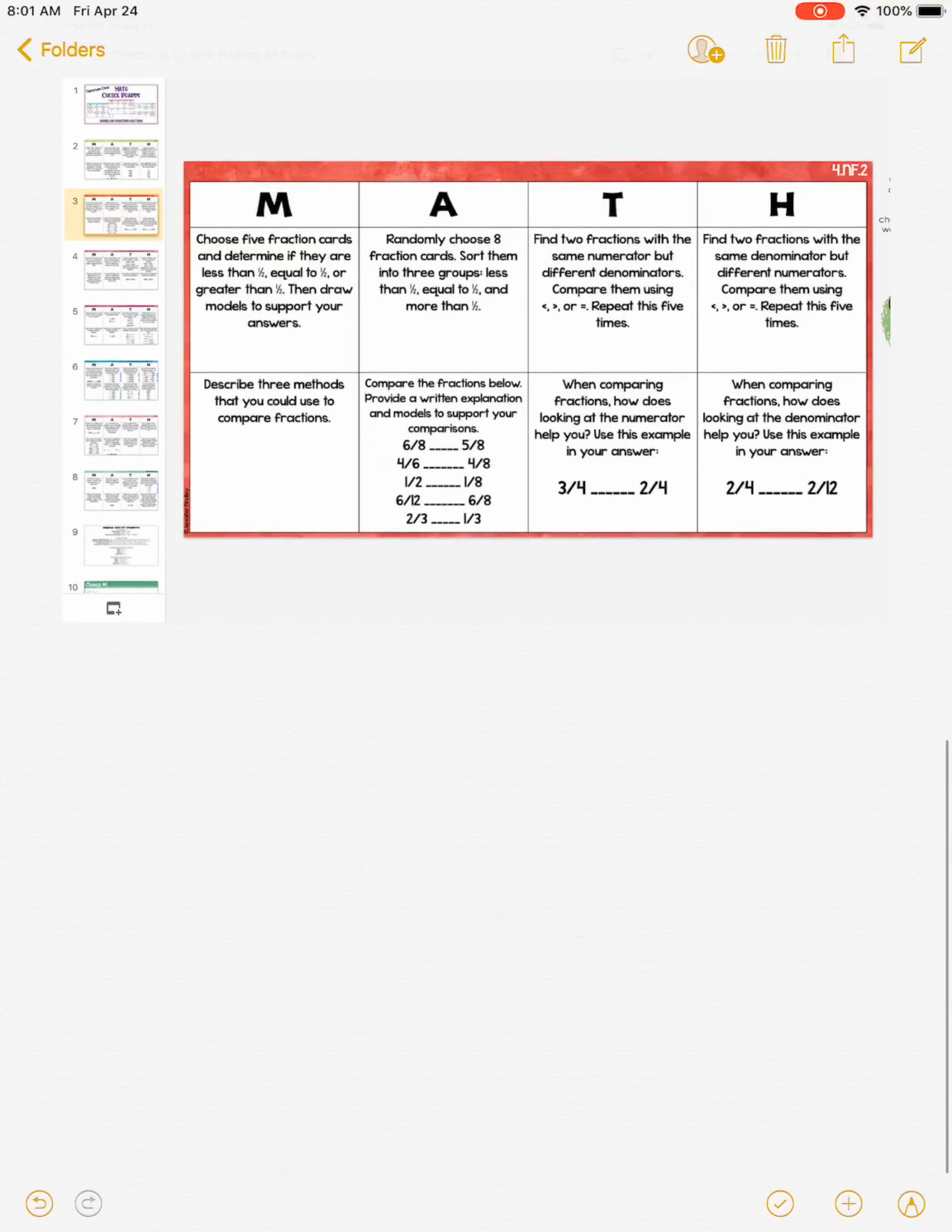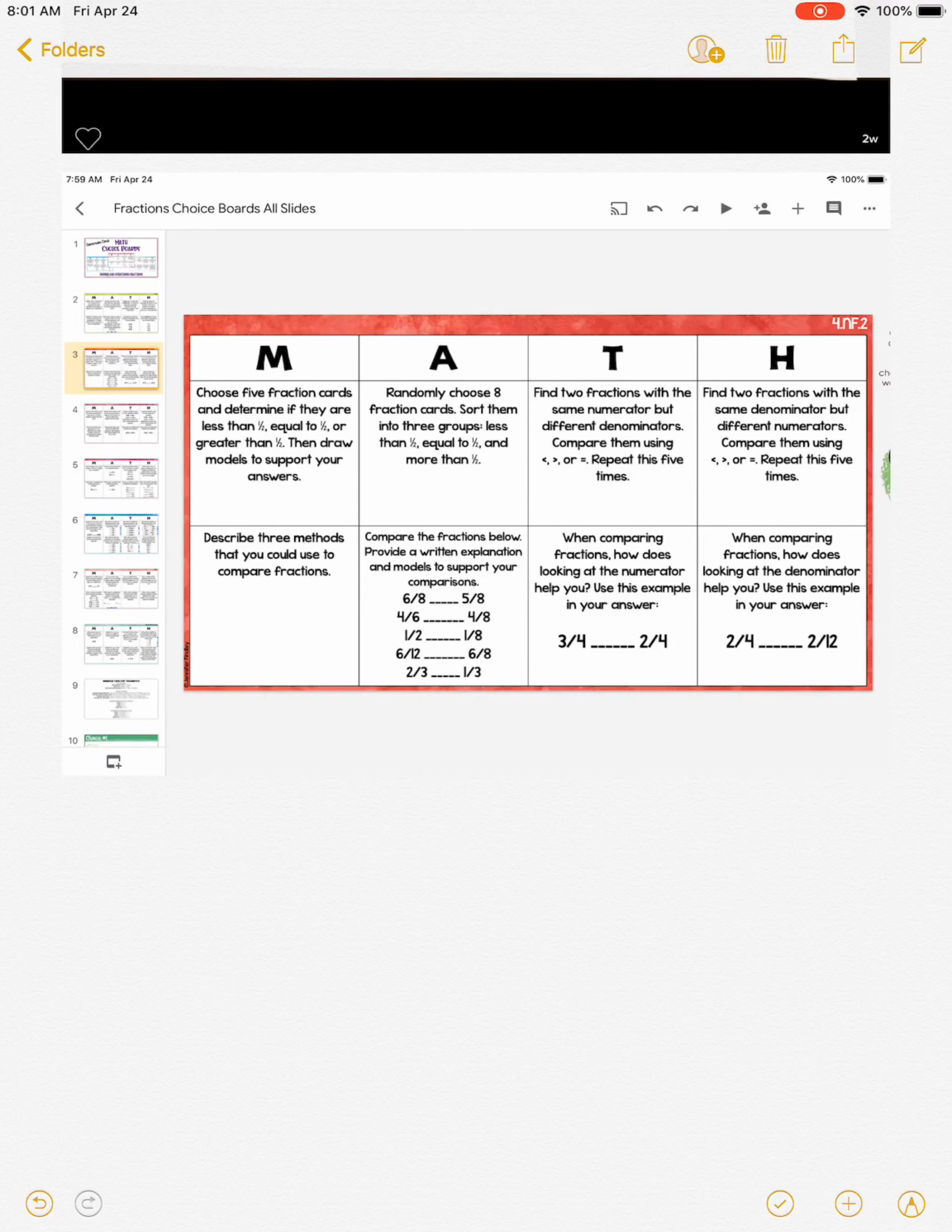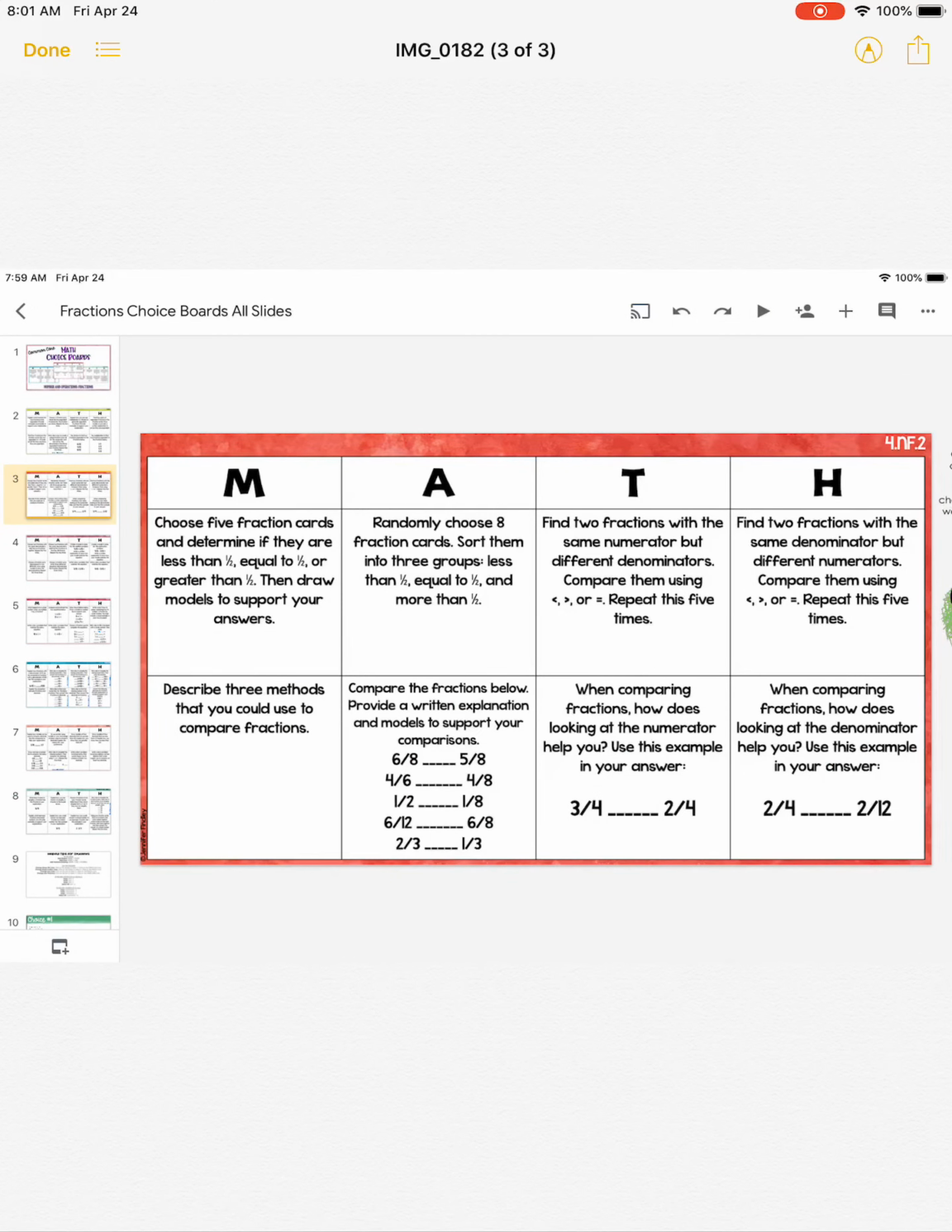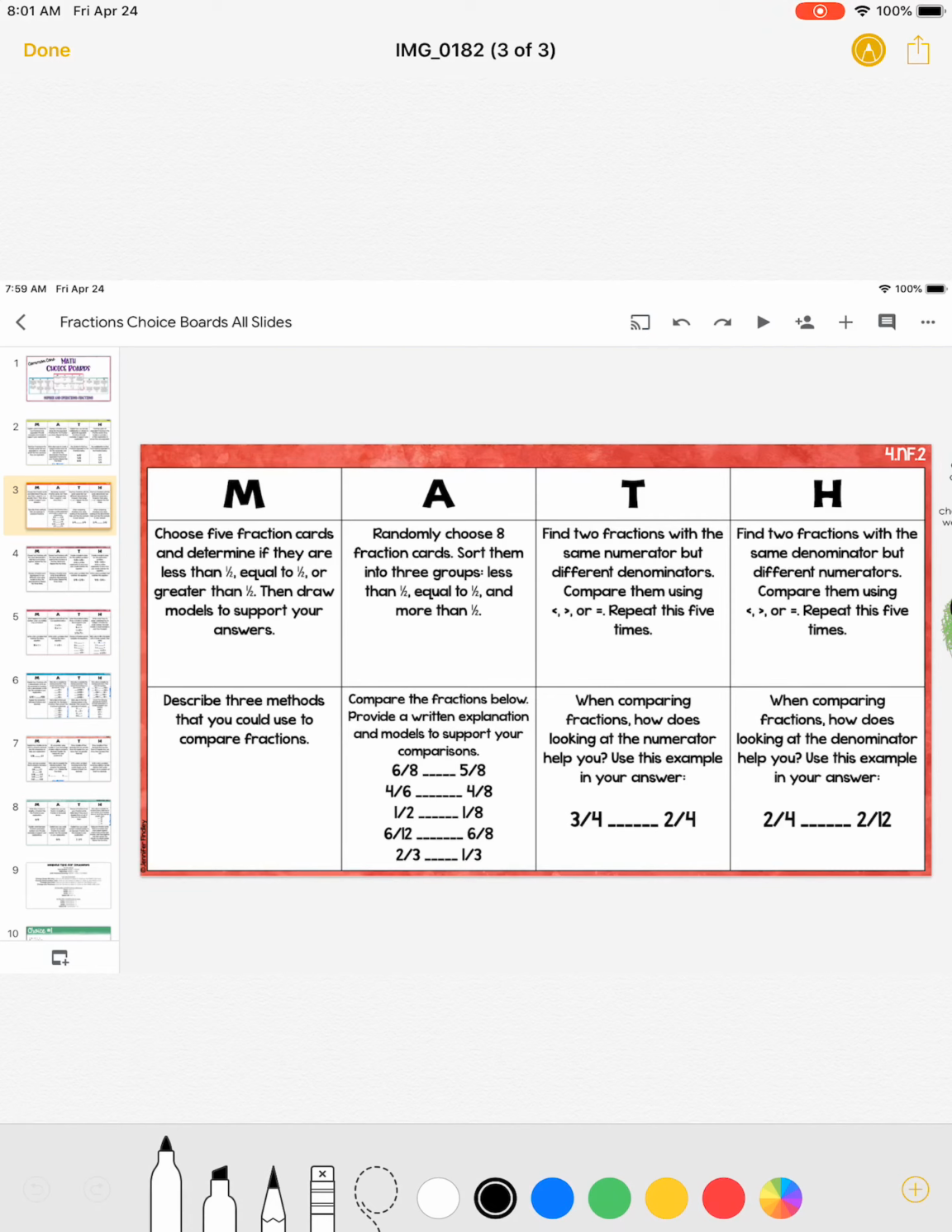So today I'll show you an example from our fraction boards. Right here, I'm going to point something out. It says choose 5 fraction cards. We might not have fraction cards, but you can use the digital fraction bars that I posted in Google Classroom before. So let's find one to demonstrate. I'm going to look at this one. When comparing fractions, how does looking at the denominator help you? Use this example in your answer.